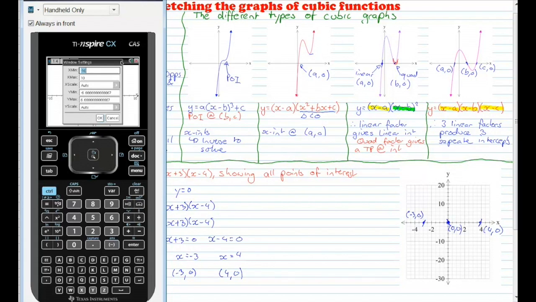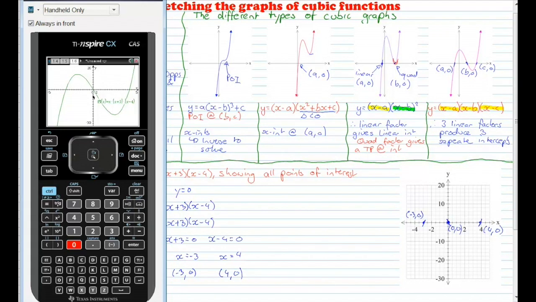So to do that, we're going to go, our x minimum is negative 5, our x maximum is 5, our x scale we'll leave as auto, our y minimum is going to be negative 30, our y maximum is going to be 20, and we'll leave our y scale as auto as well. Press enter. And now what we can see is the graph, and the full graph that is.